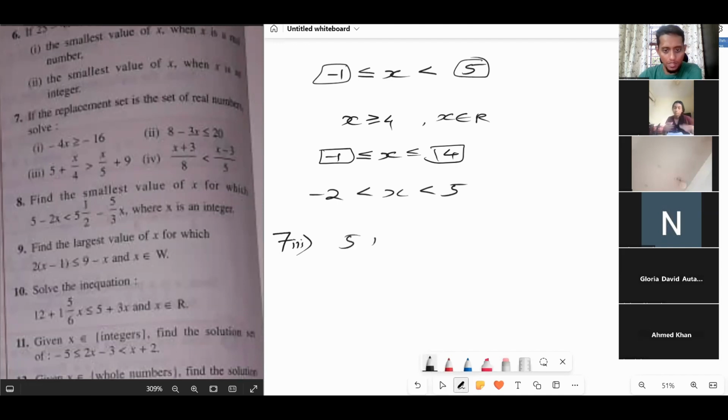5 plus x upon 4 greater than x upon 5 plus 9. Aman, what did you get? I got -4 less than -4. Huh? No, greater than. So make LCM, make the denominator same. Okay.